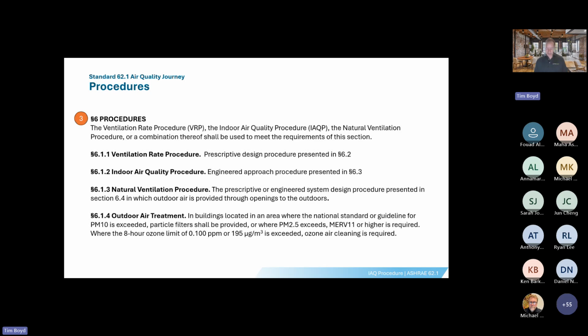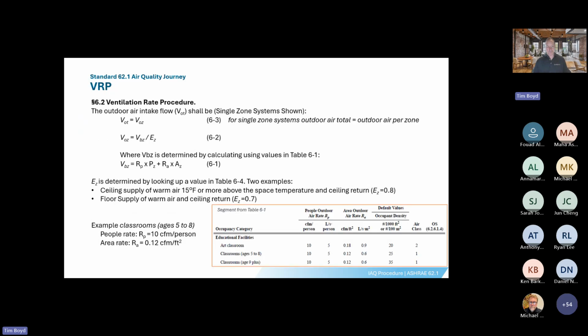So now all those cities where outdoor air PM2.5 is between 9 and 12 are required to add a MERV 11 as the filter for any outdoor air that they're bringing in. It's a little bit more expensive for those cities that have dirtier air, but it obviously makes sense. Similarly, there's an 8-hour ozone limit. If the 8-hour ozone limit exceeds 0.1 ppm, you're required to add an ozone air cleaner in the space or in the airstream to manage that as well.